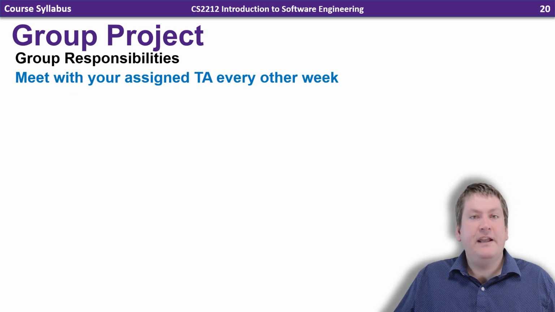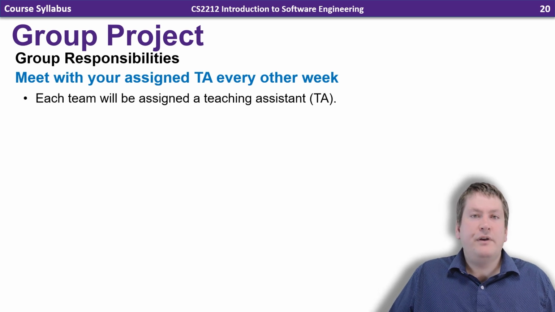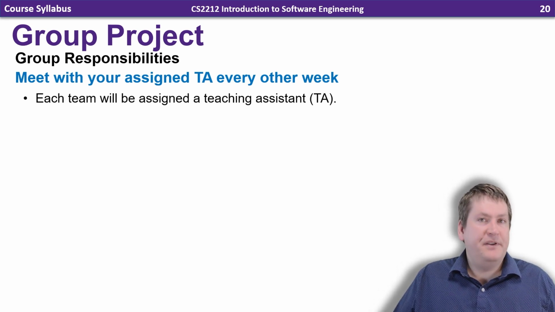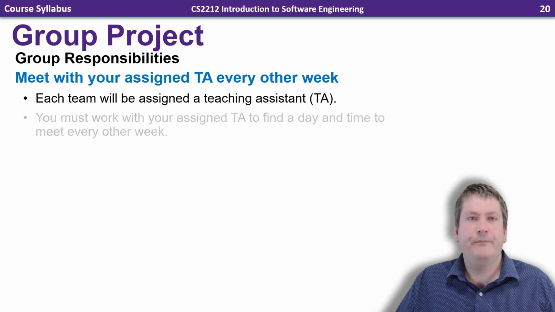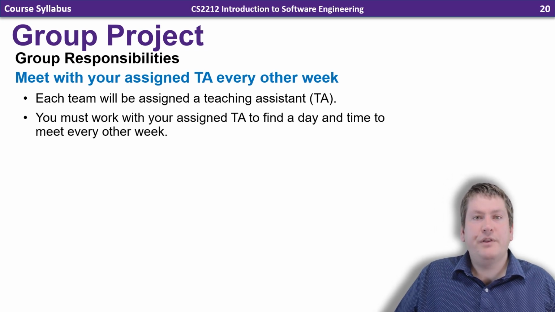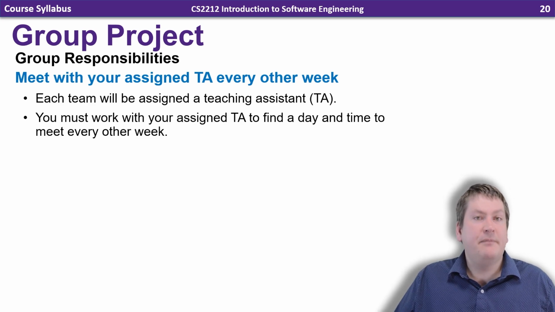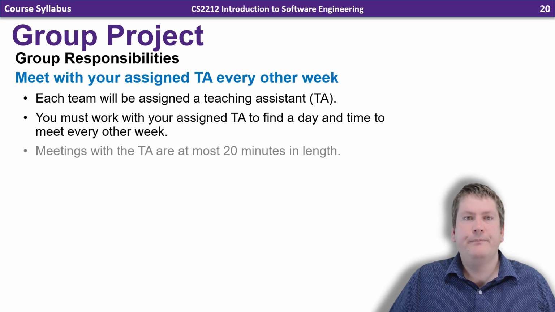Next responsibility is to meet with your assigned TA every other week. Each team is going to be assigned a specific teaching assistant that will follow that team through the project. They're going to be the TA that you meet with, and they're going to usually be the TA marking your work, because they'll be the most familiar with your project and how you're doing. So you must work with your assigned TA to find a day and time to meet every other week.